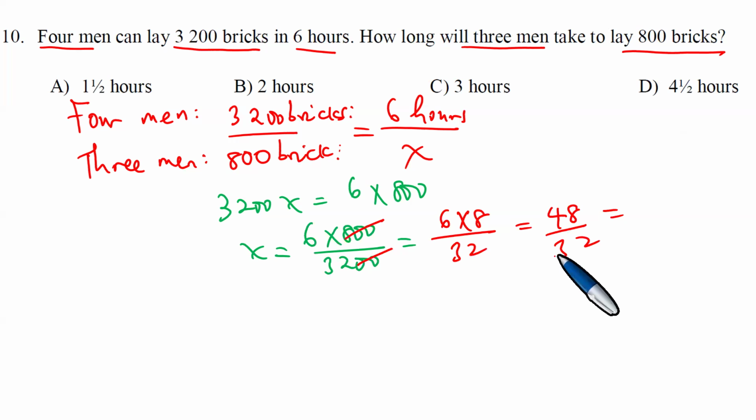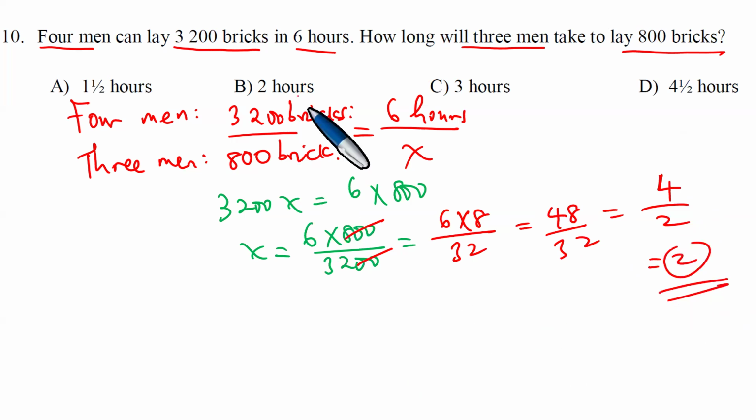Okay, let's simplify this. Let's divide through by 16. 16 goes 2 times, but 16 goes 4 times. Yes, 16 goes 4 times into that. And the answer is 2. So it's exactly 2 hours. Just one creative way to do this, but there are other ways to do it. But I feel that this is the easiest one.